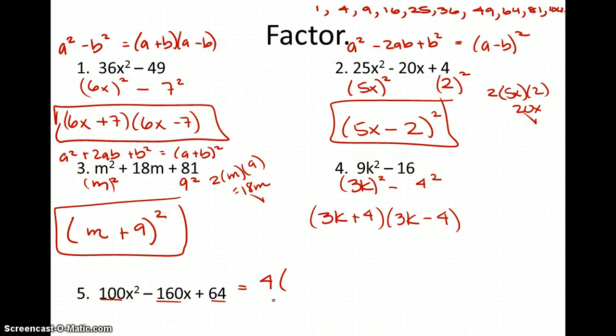4 times what? I'm factoring out 4. That's my greatest common factor. 4 goes into 100 25 times, so 25x squared, minus. 4 goes into 160, hopefully 40 times, plus 4 goes into 64, 16 times.